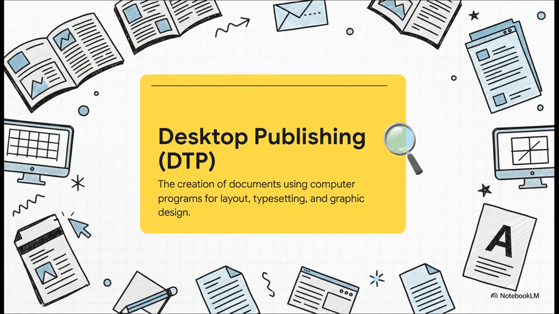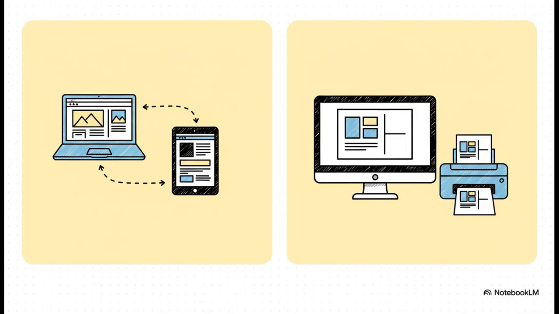So, what is it exactly? Well, desktop publishing, or DTP for short, is basically the art of using your computer to do what used to take a massive printing press and a whole team of people. It's all about blending layout, text, and graphics together to create top-tier stuff, whether it's meant for a screen or for a printed page. And with DTP, you're usually creating one of two things.